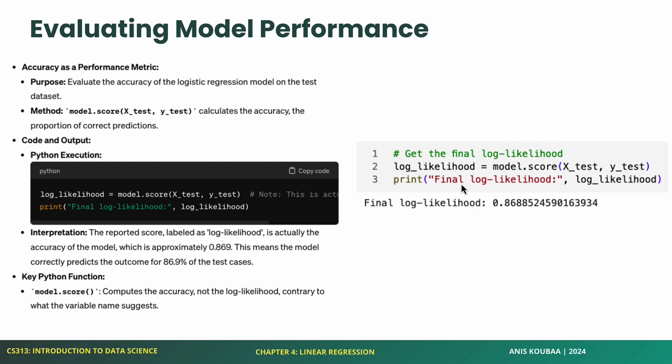model.score, which is the final log likelihood. And how can we interpret this one, 0.86? It means that the model correctly predicts the outcomes at 86 or 87%. That could be okay, a fair value, but usually we want something above 95, 96, 99%. So here we can train more, we can add more data, or train for a longer time. There are plenty of things that we can do over here. So the model.score calculates the accuracy.